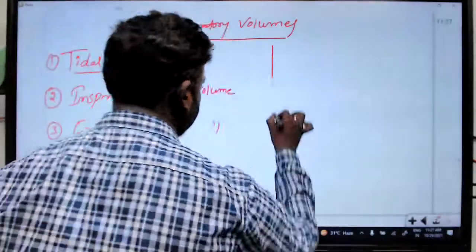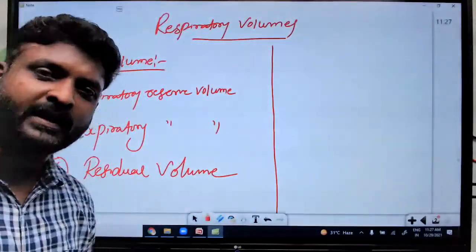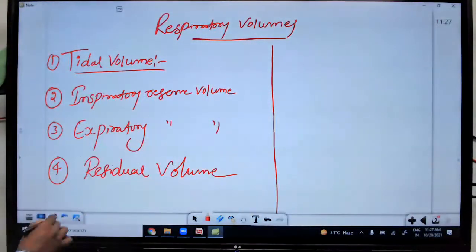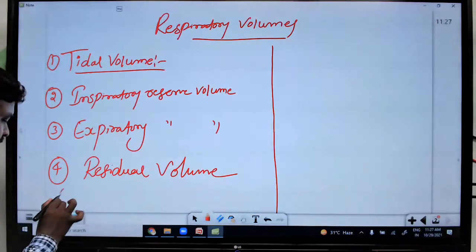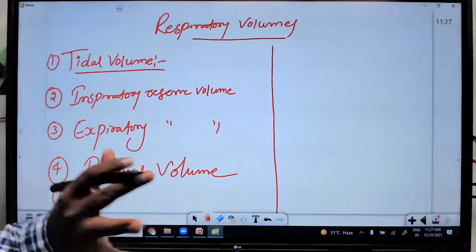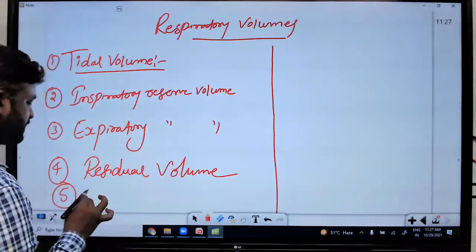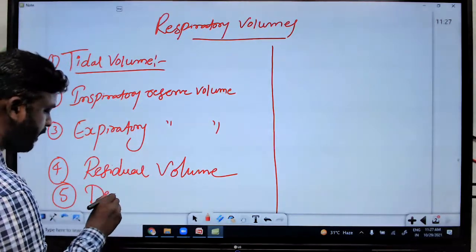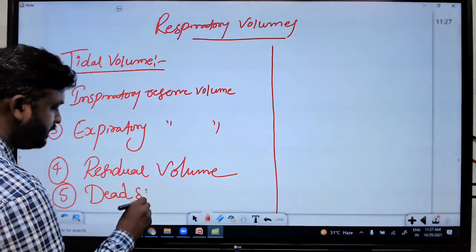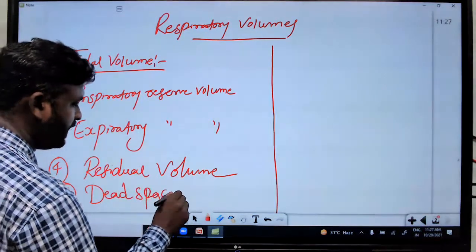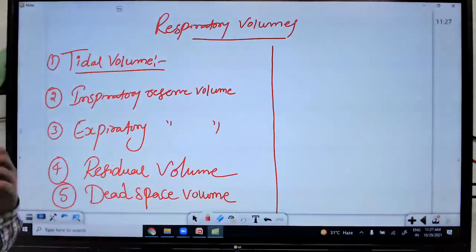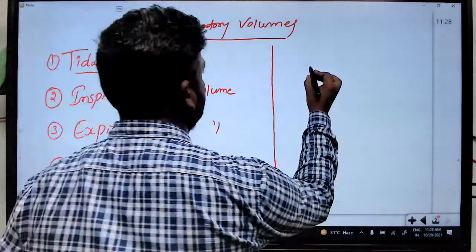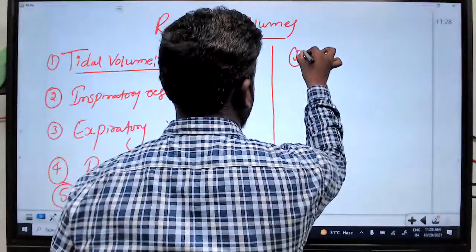And next one, capacities. Even we have discussed another value which is not included in our NCERT, I'm giving it to you, that's dead space volume. Okay, then it's about volumes. And next one, capacities we have discussed.